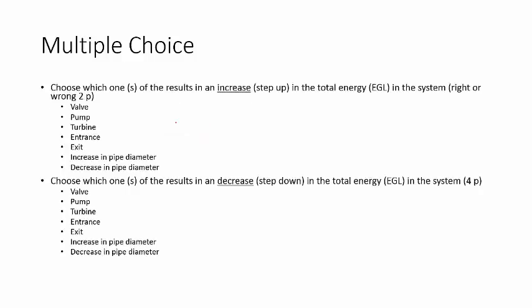Choose which one of the results is an increase in total energy. So whenever we look at the expression for total energy, let me write it here. So you have P1 over gamma plus V1 squared over 2g plus z1. And if we're looking at 2 points, P2 over gamma plus V2 squared over 2g plus z2. And then we have the losses, and here you would have any gains.